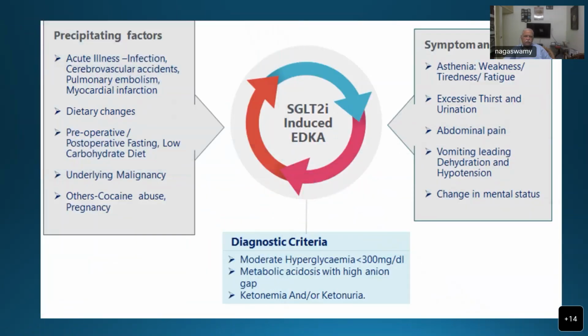careful manner so that we don't drift to hypoglycemia, because the blood sugar levels are low. Now, this is the SGLT2-induced euglycemic diabetic ketoacidosis. The precipitating factors for these patients are acute illness, dietary changes, underlying malignancy, cocaine use, or pregnancy. Symptoms are more or less the same: asthenia, tiredness, excessive urination, abdominal pain, vomiting, change in mental status, all common to DKA. But the diagnostic criteria is moderate hyperglycemia, less than 300. There is metabolic acidosis with a high anion gap, and ketonemia is also present.